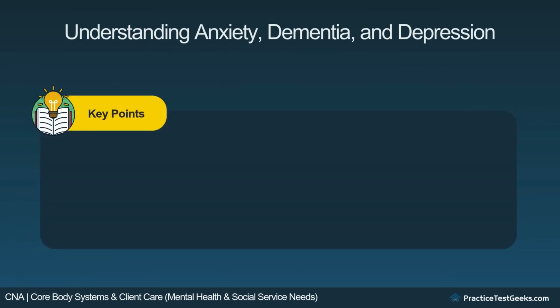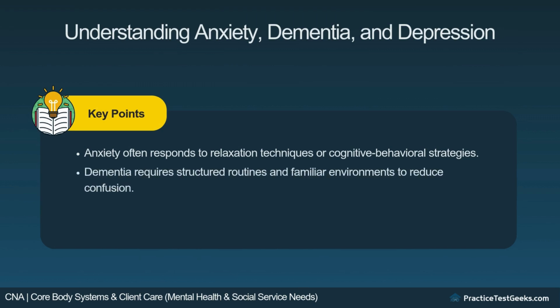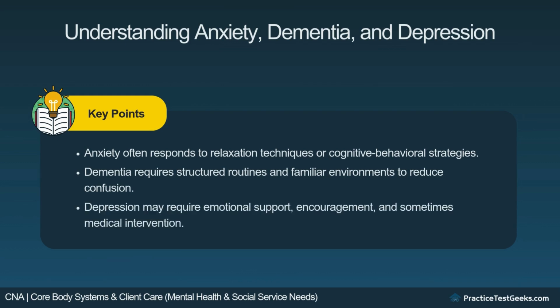Key points. Anxiety often responds to relaxation techniques or cognitive behavioral strategies. Dementia requires structured routines and familiar environments to reduce confusion. Depression may require emotional support, encouragement, and sometimes medical intervention.